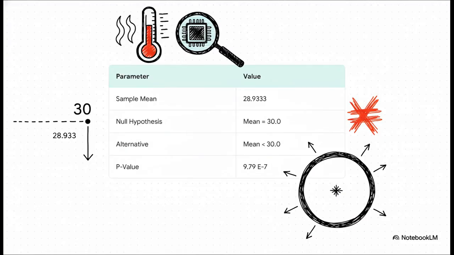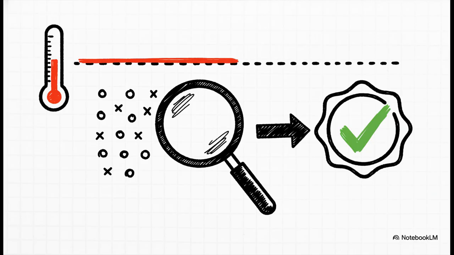So let's put temperature under the microscope. The target is 30 degrees. So our starting assumption, what we call the null hypothesis, is that the average is 30. But the data shows an average of 28.93. Now the key thing here, look at that p-value. It is tiny, practically 0. In statistics, a p-value that low gives us overwhelming evidence to reject our initial assumption. And that is the power of this kind of test.